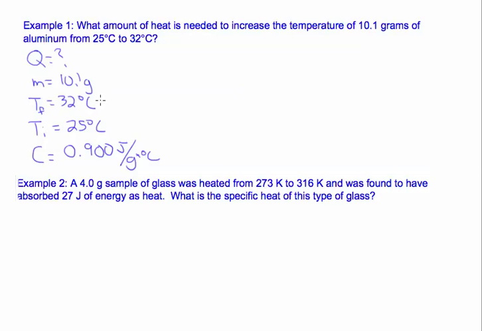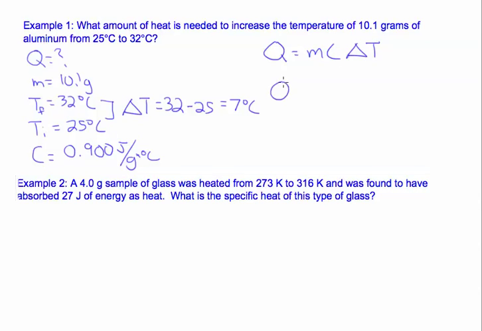Now we can use these two numbers to find our delta T. Remember that triangle means change in. And whenever we're finding the change in something, we always do final minus initial, and it's 7 degrees Celsius. Our equation is Q equals mc delta T. So Q equals M times C times delta T.